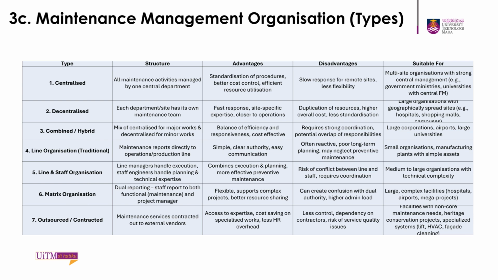6. Matrix organization. Dual reporting, staff report to both functional, maintenance, and project manager. Flexible, supports complex projects, better resource sharing. Can create confusion with dual authority, higher admin load. Large, complex facilities, hospitals, airports, mega projects.